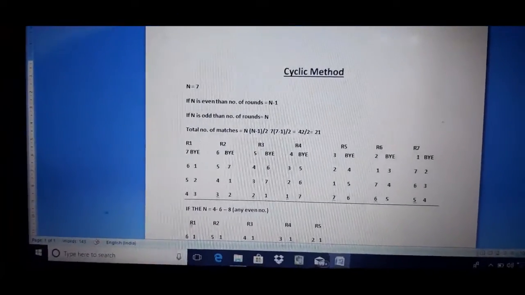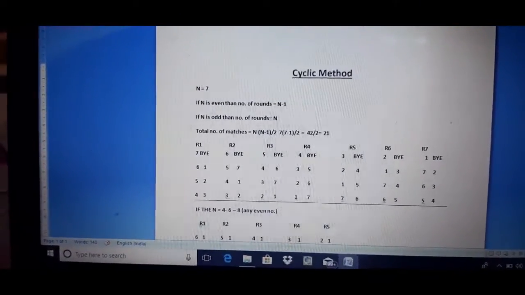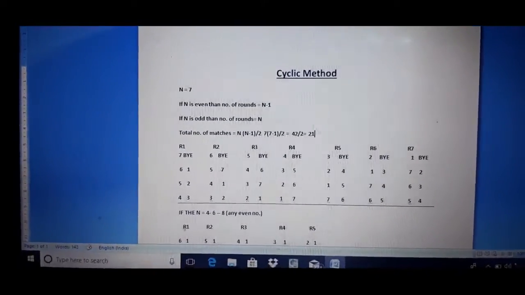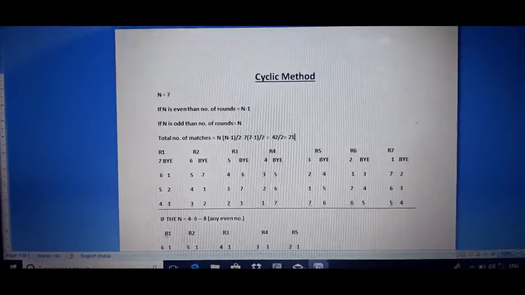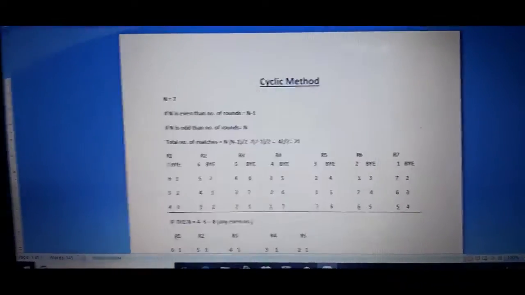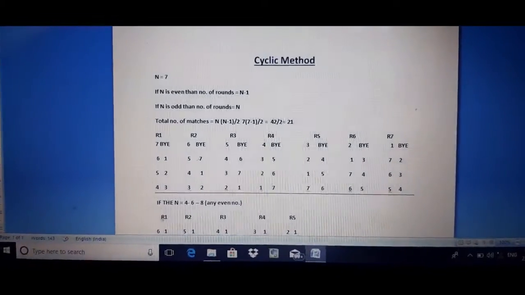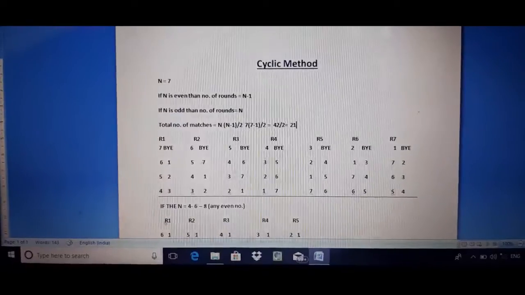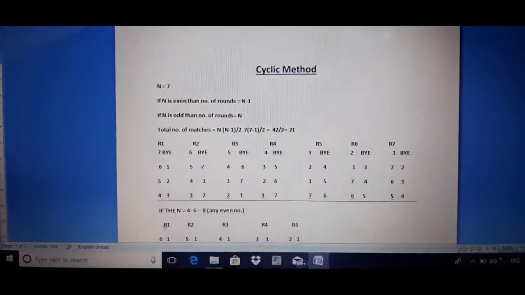Now why are we given this figure 21? That is to calculate whether we are making things right or wrong. We physical education teachers always keep our steps clear. Once we are finished with making the draw, we calculate whether the number of matches is correct or not. If it is not correct, that means there is some mistake in the fixture. So just to keep us on the safe side, we keep this number of matches with us.